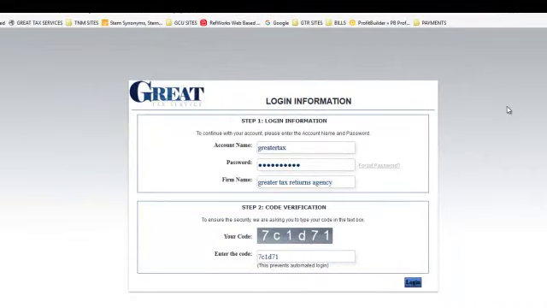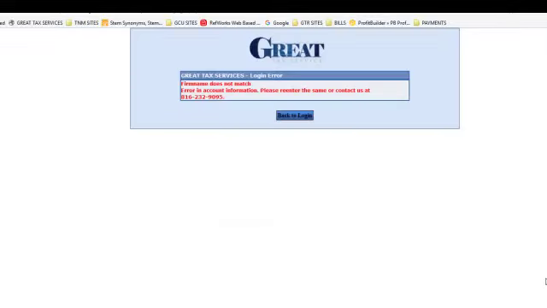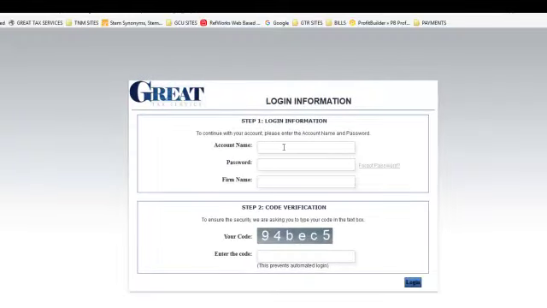The screen you're looking at now is the login where you will be logging into your software. As you can see, the account name is Gtr Tax. You have your password that you'll be given. This is the agency name, firm name, and you have a security code you'll put in. Well, that doesn't look like it's it. Let's try it again. Gtr Tax. Password populates once you put it in.